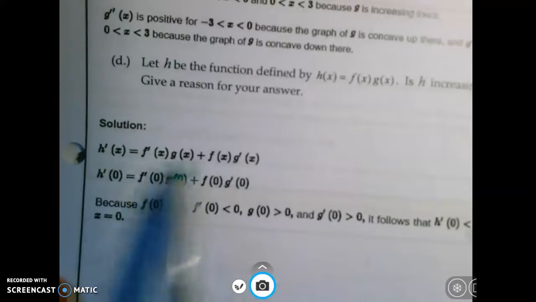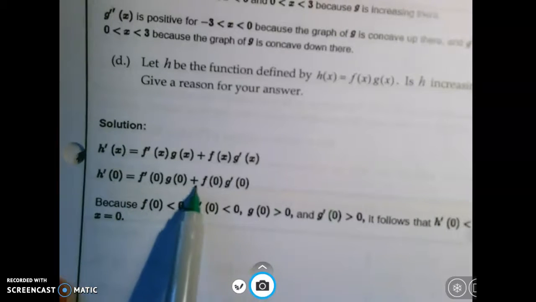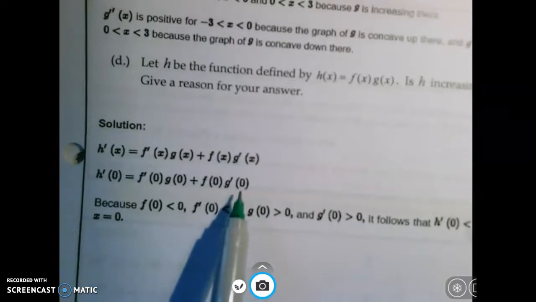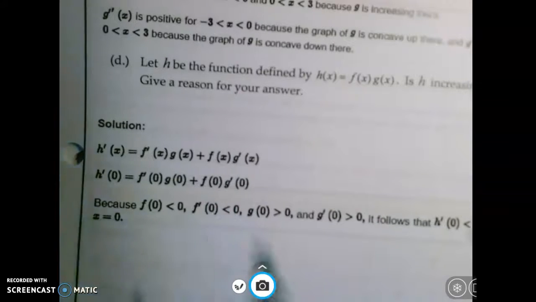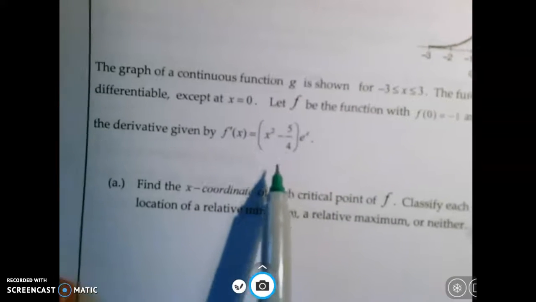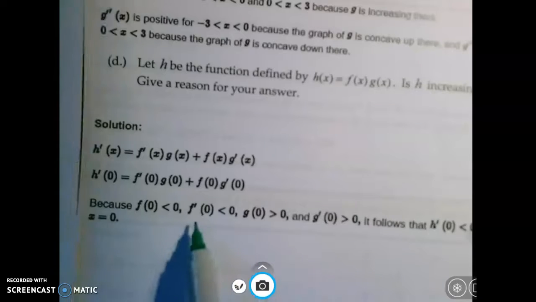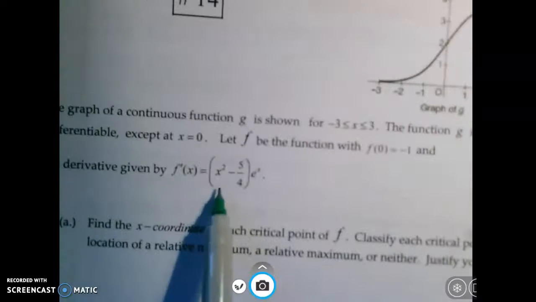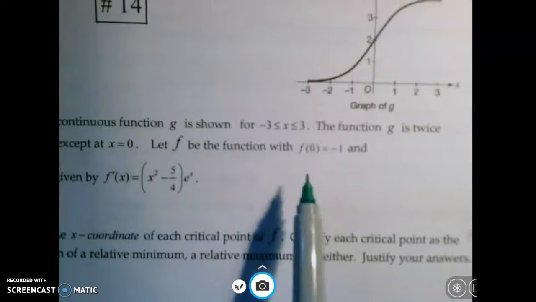You do not necessarily use this. You can go right to here if you want. F prime of 0 times g of 0 plus f of 0 times g prime of 0. All of this can be determined by the graph and the function. So we don't even need to have factored form here. So we know that e to the 0 is 1. So f prime of 0 is going to be negative because we have a 0 plugged in there. And then f of 0, they already told us, is negative 1.